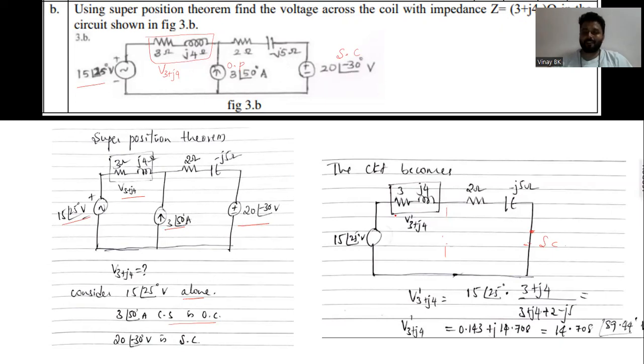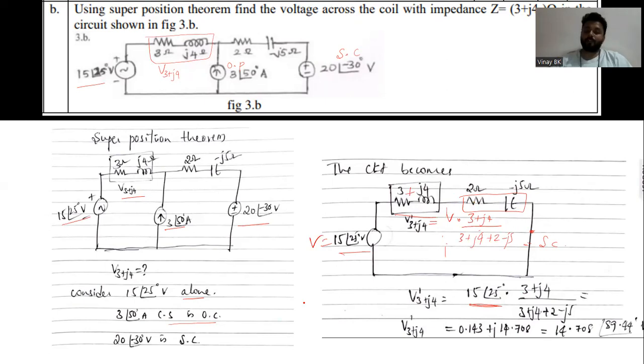Voltage across this impedance, that is V dash of 3 plus J4, is given by the total voltage V into the same impedance, that is 3 plus J4 impedance, divided by the sum of these impedances, that is 3 plus J4 plus 2 minus J5. So I'm writing here: the total voltage V is 15 at an angle of 25 volts. This is V into the same impedance, 3 plus J4, divided by 3 plus J4 plus 2 minus J5.